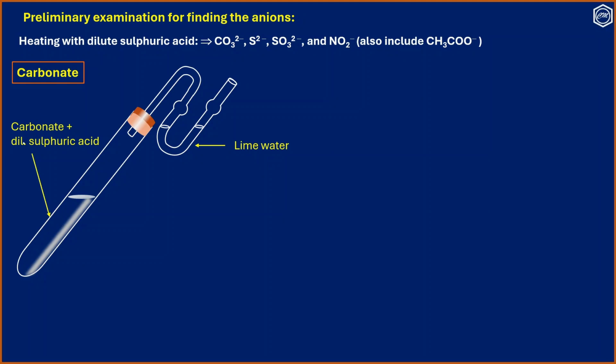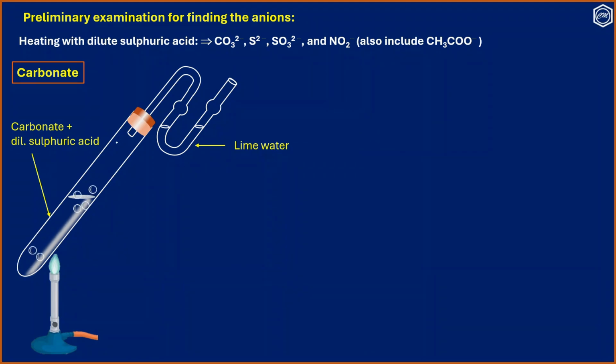About 0.1 gram of the given salt, the given carbonate, is taken in a test tube and 1 to 2 ml of dilute sulfuric acid is added. Now the test tube is fitted with a U-shaped tube and in the tube we take lime water. For carbonate there is no need of warming or heating. At room temperature itself carbon dioxide will be produced. Suppose that we gently warm the solution. The bubbles coming out are due to carbon dioxide, and this process is known as brisk effervescence.